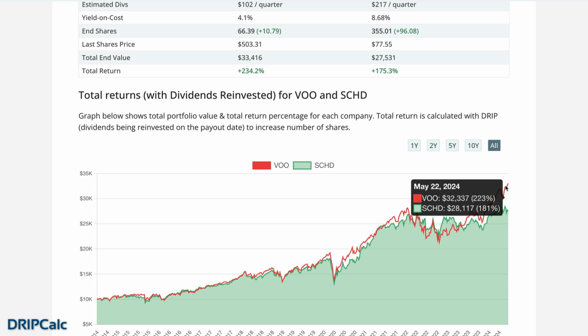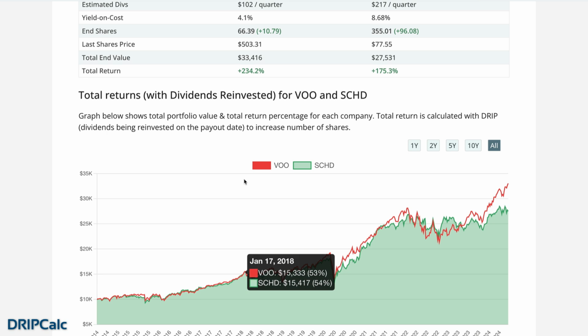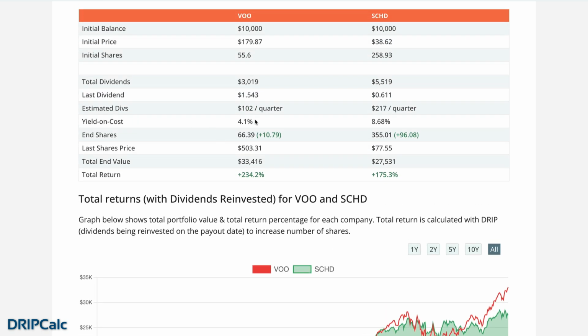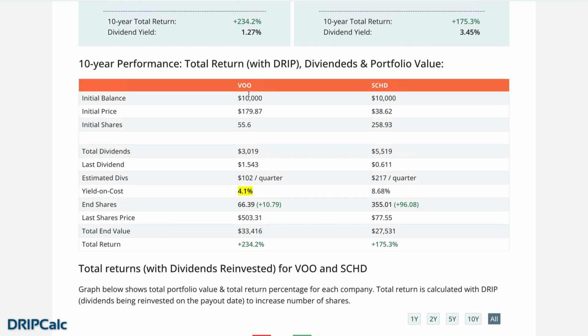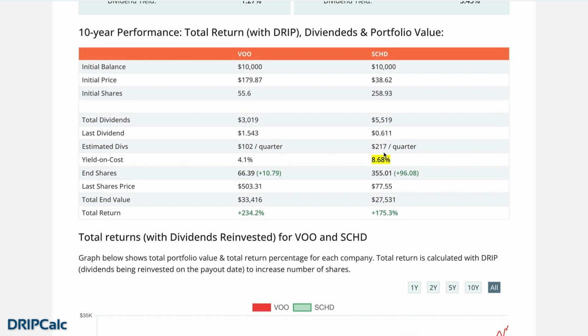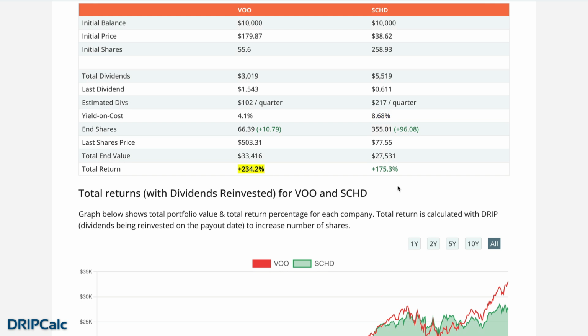So basically, I want to make a different video about just comparing SCHD to the S&P 500 and what it means as far as retirement and collecting dividends, because you can see yield on cost for the S&P 500. If you invested $10,000 into VOO or SPY or any S&P 500 fund 10 years ago, your yield on cost today would be 4.1%, which is not that great. But if you invested the same $10,000 in SCHD, it would be almost 9%, and that's with dividends reinvested.